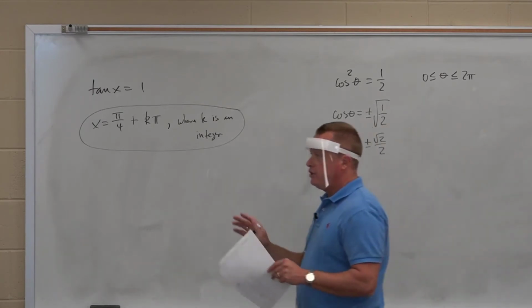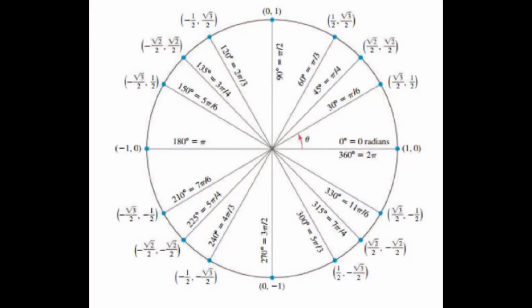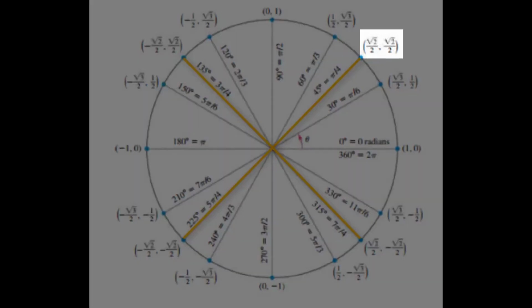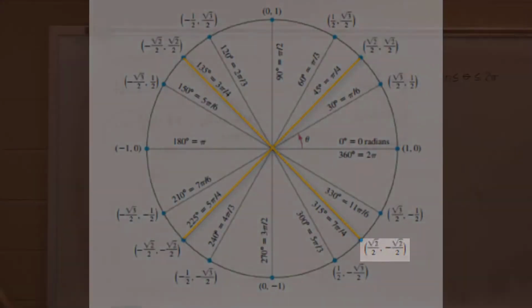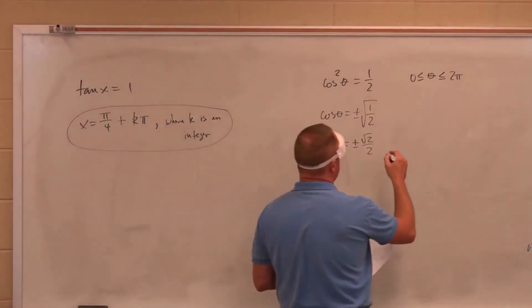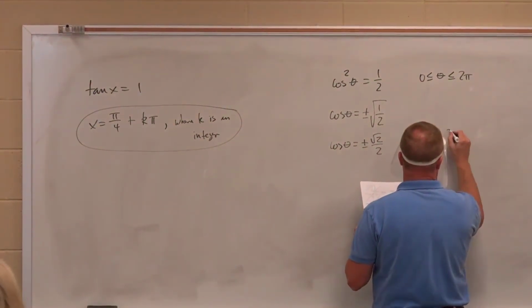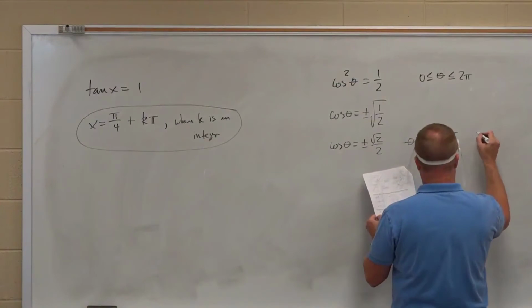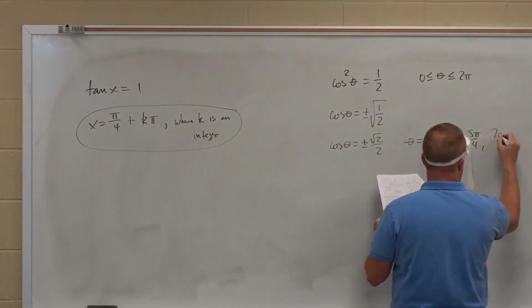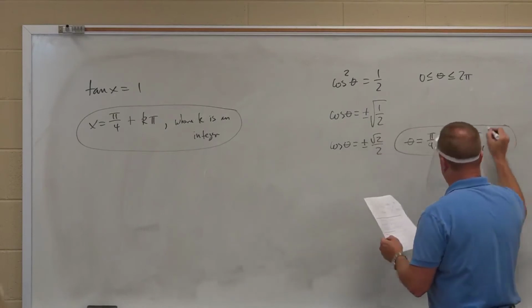Okay, so if you look at your x's, at every 45 degree angle, right here, the x is root 2 over 2. Here, it's negative root 2 over 2. Here, it's negative root 2 over 2. And here, it's positive root 2 over 2. So all 4 of those angles would be solutions to this one. So I'm just going to list them. Theta equals pi over 4, 3 pi over 4, 5 pi over 4, 7 pi over 4. Okay? All right, any questions about that?